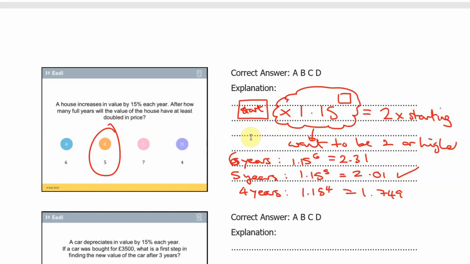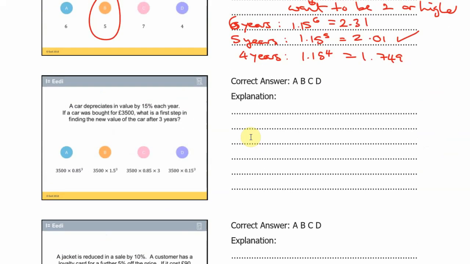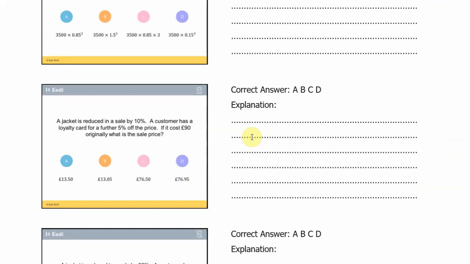What are we on? Question 5. Question 5 was done well, so I'm actually going to skip this one out. Question 6 was somewhere in the middle, so let's have a go at it. The jacket is reduced in a sale by 10%. A customer has a loyalty card with a further 5% off the price.